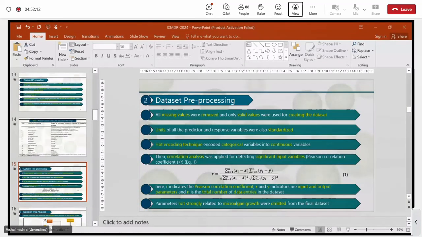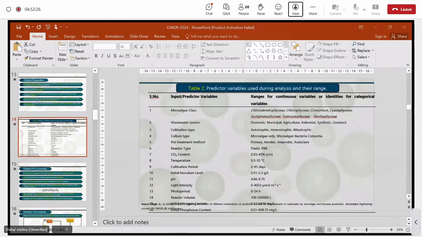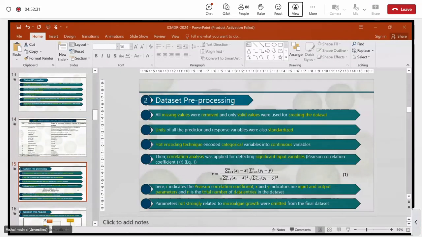All the missing values were removed. Most research papers don't report all the values altogether. So missing values were removed from the table while making the table of these parameters from different research papers, and only reported values were used for creating the data set. Units of all the predictor and response variables were also standardized.